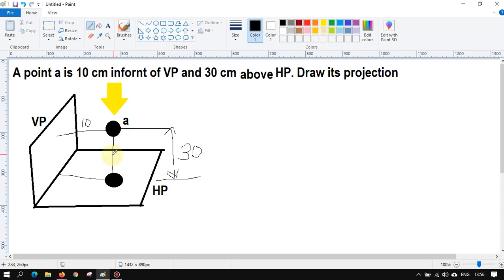Just observe it. 10 centimeters. Correct, it will be 10 centimeter. Why? There may be a query why it is 10 centimeter. Now just try to understand. As I have told you, this point is in front of VP at 10 centimeter. That means if I do a projection, if I give a light and a shadow comes down, don't say shadow right now, because in engineering we don't say shadow, we say projection. Fine. So if I get a projection over here, see the projection from VP, the distance from VP to the projection is nothing but your 10.